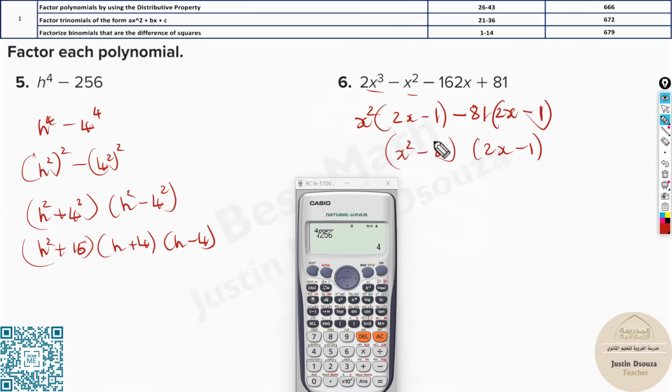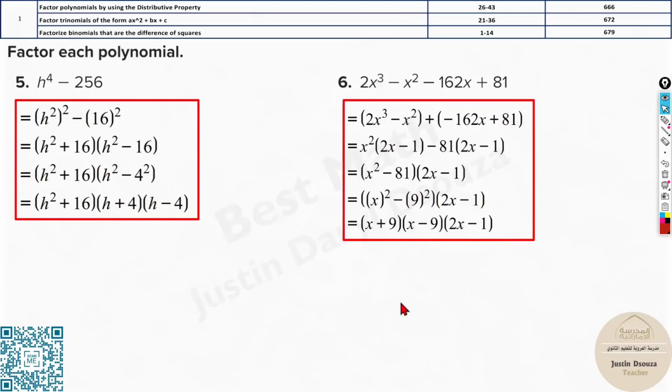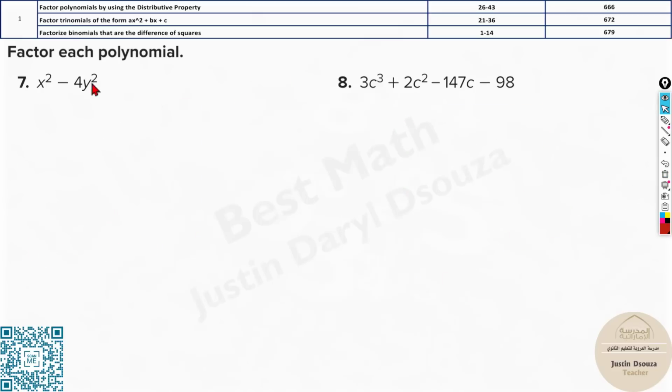Why is it not over? Because here you can use the difference of squares, isn't it? This is x squared minus 9 squared, since 81 is 9 squared. And then 2x minus 1. So it'll be x plus 9, x minus 9, 2x minus 1. So that would be the final answer. Here you can see it's all simplified, and that's the answer.